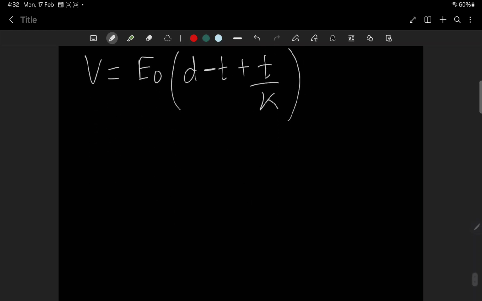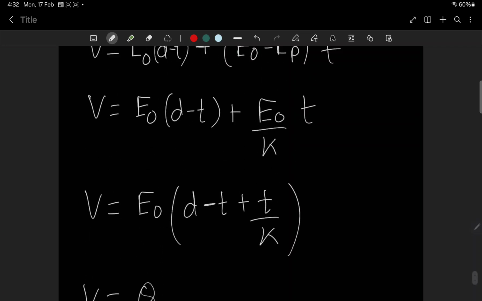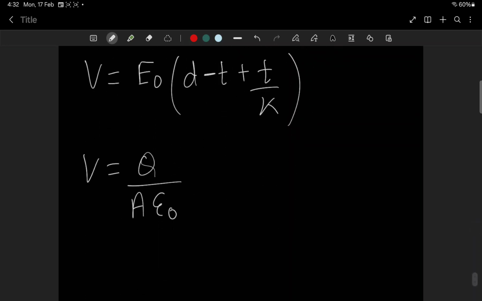You know what is E naught. Just substitute it. What is it? Q by A epsilon 0, right? Q by A epsilon 0. That is E. Or sigma by epsilon 0 into D minus T plus T by K.